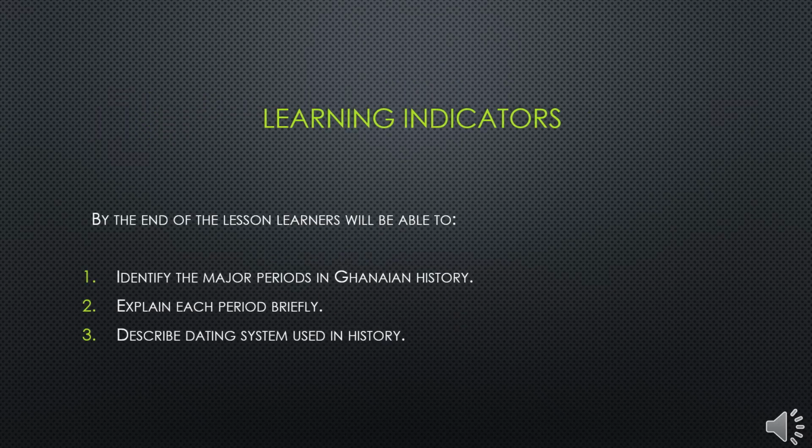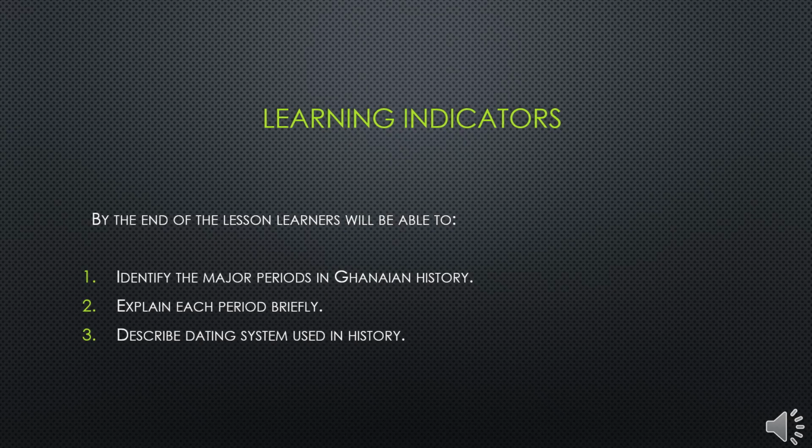As we all know, every subject or topic has learning objectives, that is, learning indicators. So here, what we've stated is that by the end of the lesson, learners will be able to: 1. Identify the major periods in Ghanaian history. 2. Explain each period briefly. And 3. Describe the dating system used in history.